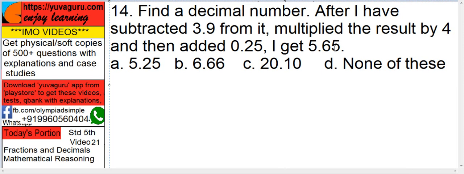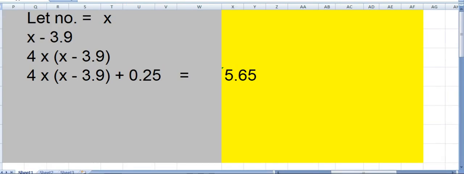Now what we'll do is write these in equation form. So let the number be x. First, I subtract 3.9 from x. It's given x minus 3.9.